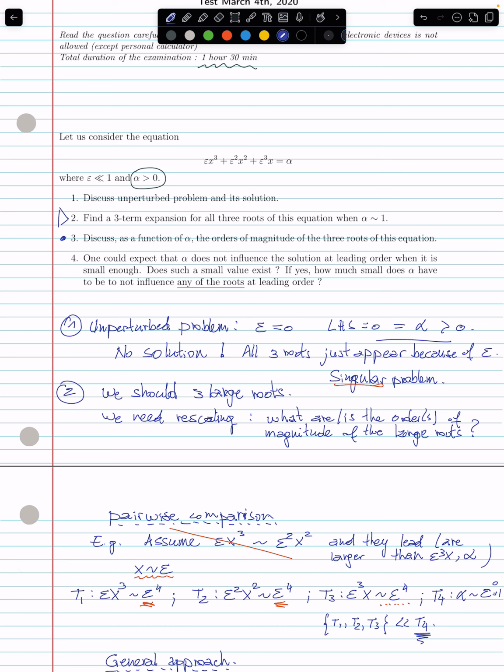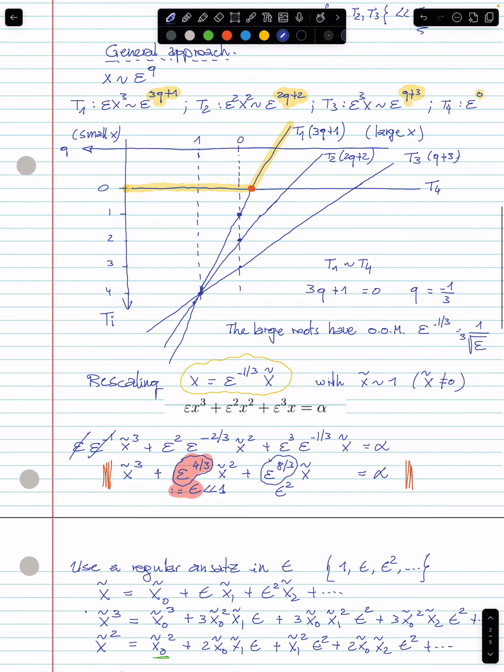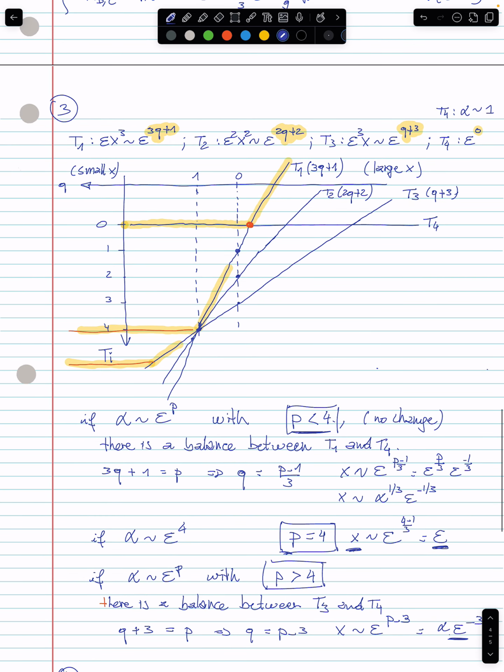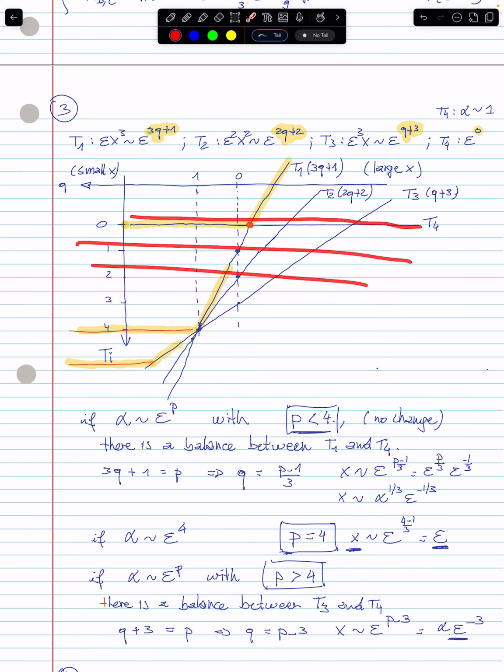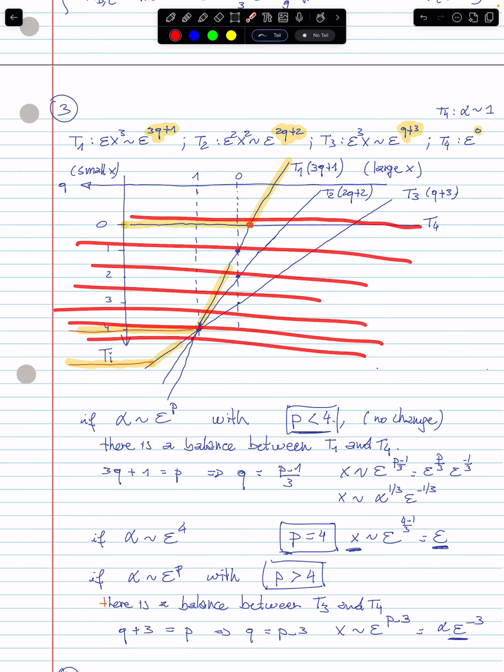So how small does alpha have to be to make sure it does not influence the different roots of the problem, right? The question is here, so does such a small value exist? And if yes, how small does alpha have to be to not influence any of the roots at leading order? All right, so it just means that based on what we did before, we're going to decrease the order of magnitude of alpha, starting from here, and hope that it doesn't play any longer in the balance.